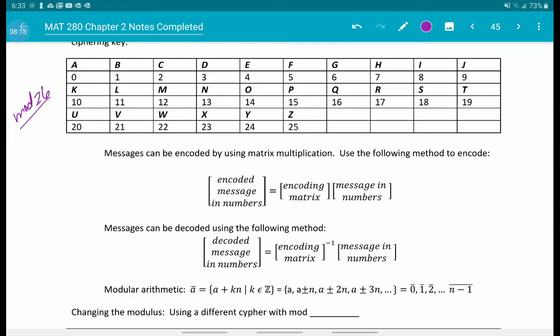And we're going to use the following method. So our encoded message, and this is going to be in numbers, is going to be equal to the encoding matrix times the message in number form. So if we want to encode math, then we would say math is equal to 12, 0, 19, and 7.